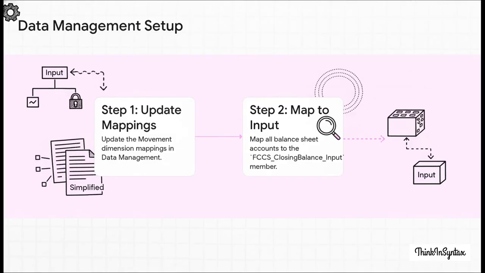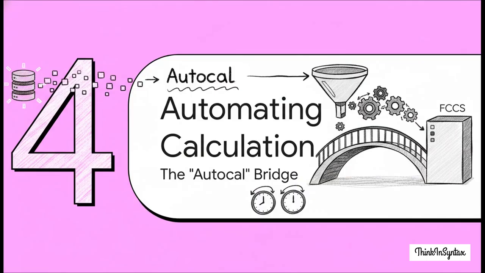This is a super straightforward but totally crucial change you'll make in data management. Instead of trying to map your different balance sheet accounts to a bunch of specific movement members, you make it really simple. You just map all of your balance sheet source data directly to that one single member, FCCS Closing Balance Input.